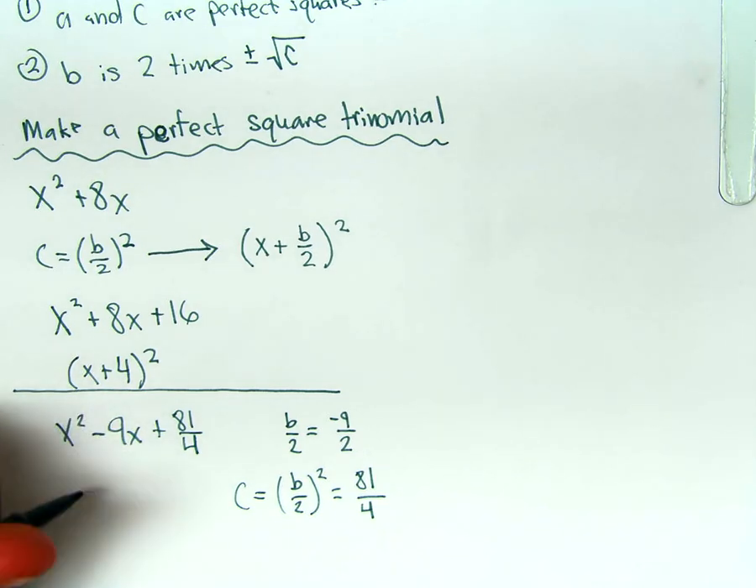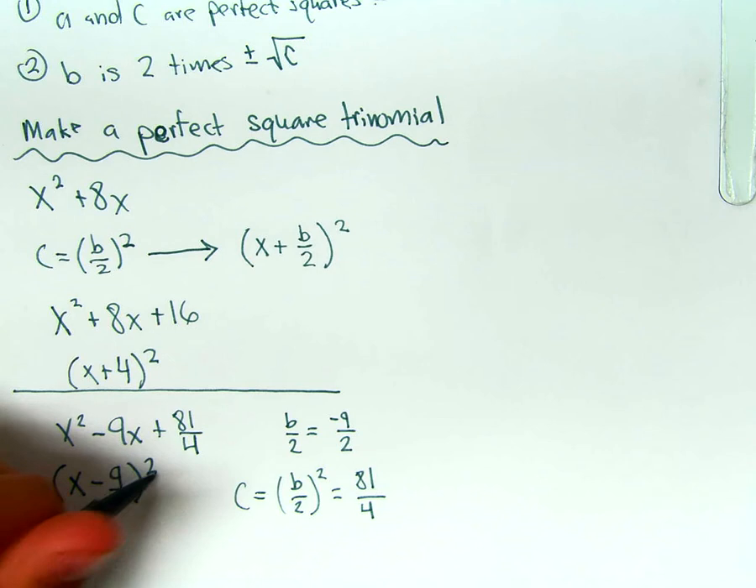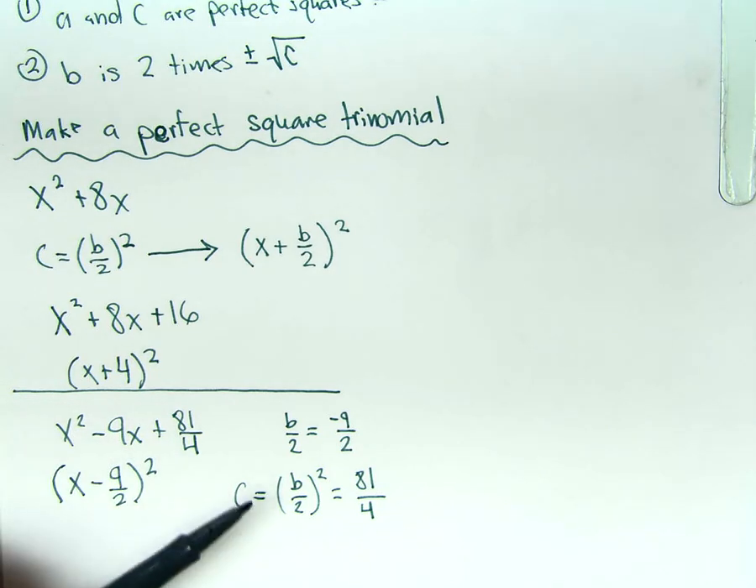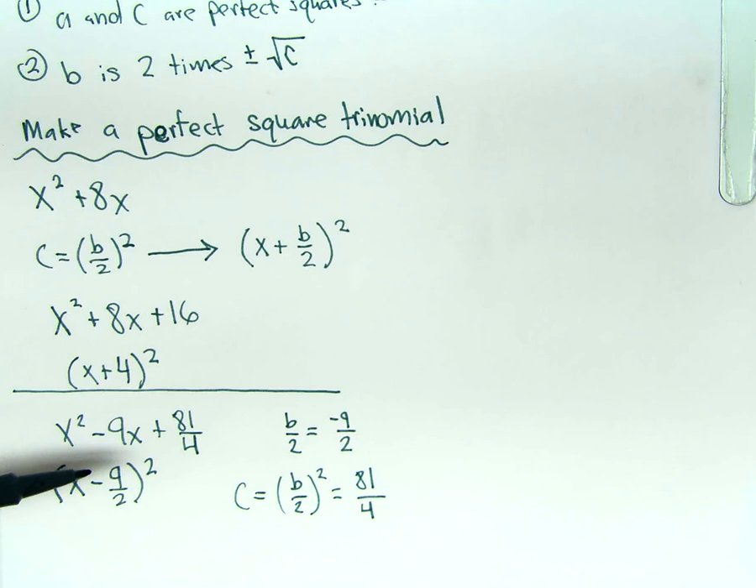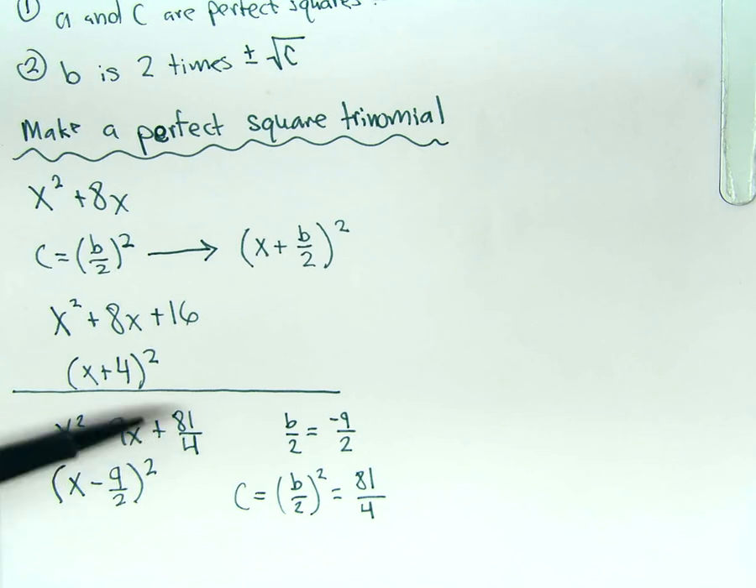Okay. That right there is a common mistake that I used to make all the time. What it's going to be is x minus 9 over 2. Okay? 9 over 2 squared. It's here. It's the b over 2. I'm kind of glad you did that because I used to do it all the time.